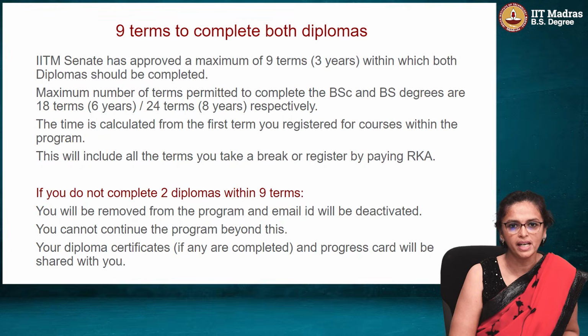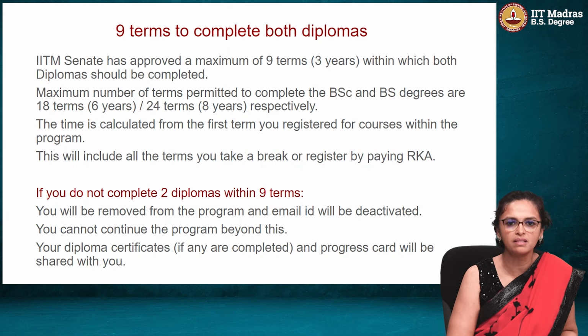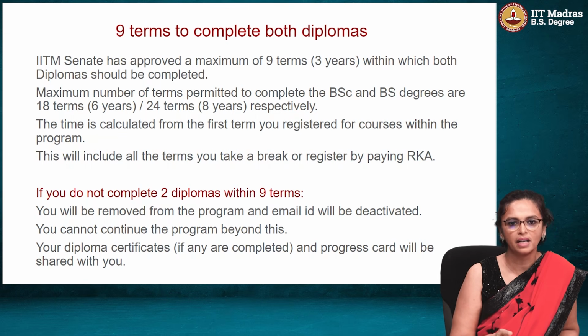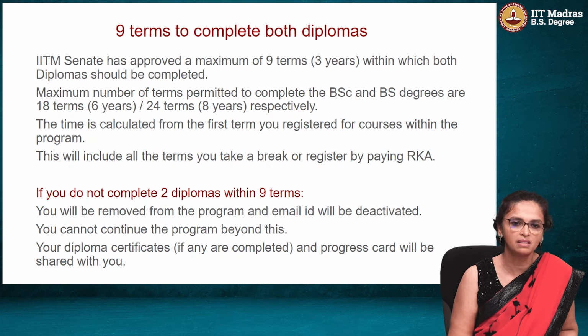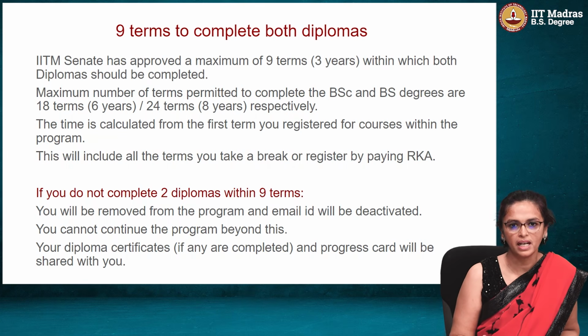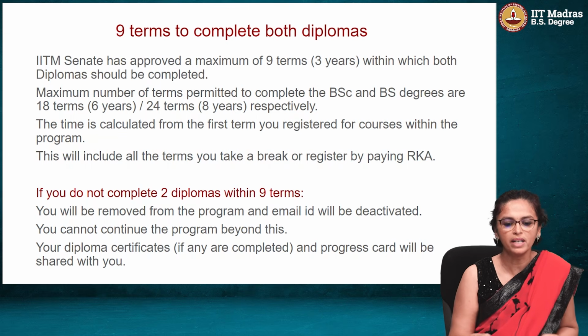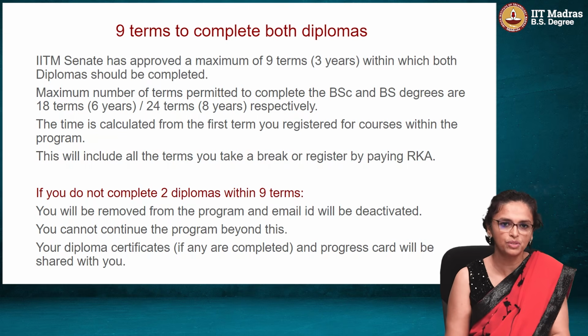So this is one very important point that we would like to point out and we would like to emphasize. Please go through this very carefully. This is given on the website too. This is one of the most important program rules that you have to be aware of. Basically, the entire BSc program, the IIT Madras Senate has approved, needs to be done within 6 years or 18 terms. And if you want to complete the BS program, it has to be completed within 8 years or 24 terms. Okay, this is for the BSc level and for the BS level.